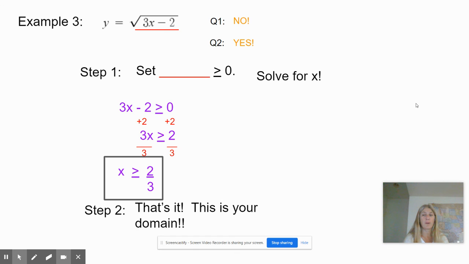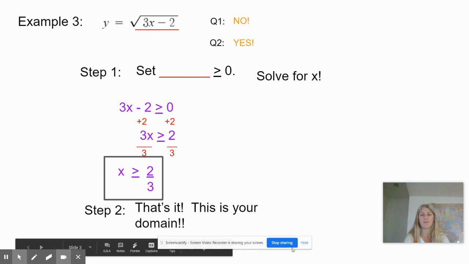So once again, you're going to practice this in your Khan Academy. All you have to do is look at your equation and ask those two questions. Number 1, is there a denominator? Number 2, is there a square root? If the answer to both is no, all real numbers. If the answers are yes for either one or the other, you're going to go ahead and follow these procedures.